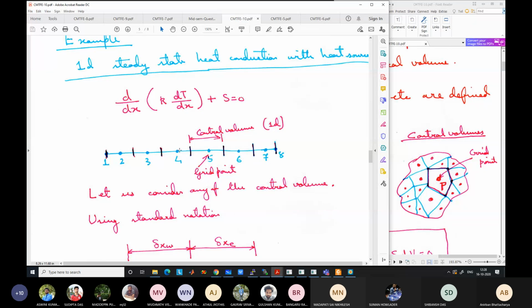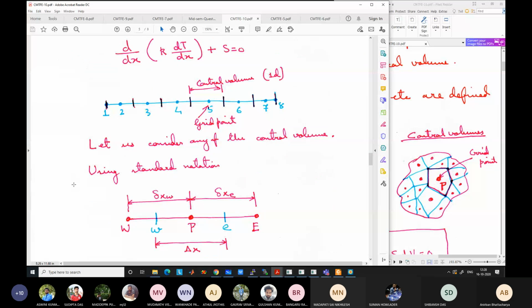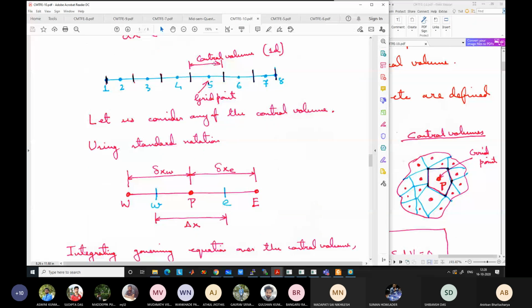Let us take a typical grid point, say this grid point 5, and the control volume 5. It may not be at the center, but for our simple calculations we will assume that it is at the center. Centroid here is the center simply. So typically this is represented in this way. The control volume that we are considering is represented by the variable P. This is the standard notation in CFD. Some books also use i, i plus 1, i minus 1. We will use the standard Patankar notation. So this is P.